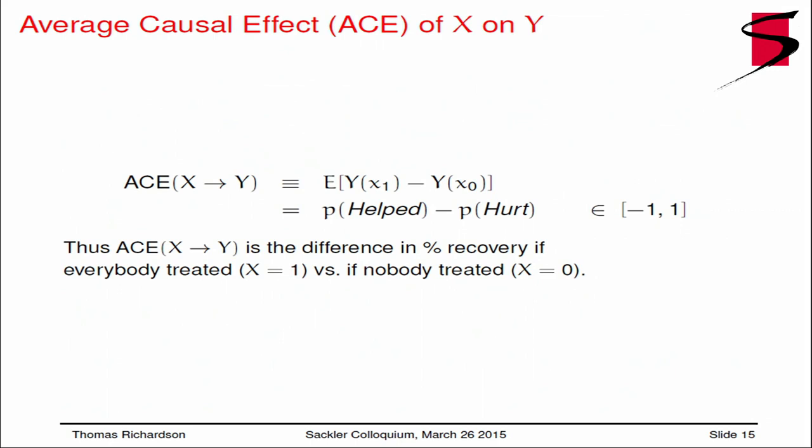Okay, so a natural thing to be interested in is the average causal effect, being the difference between the average outcome if everyone were treated minus that if everyone received control. And in this simple setup, that would be the same as the difference between the proportion helped and hurt.